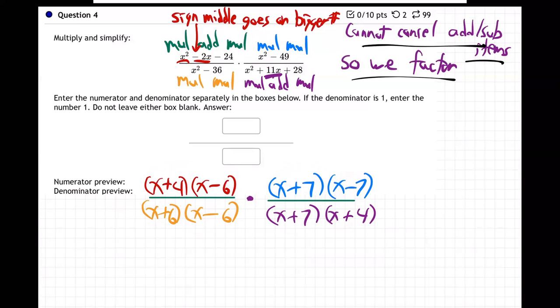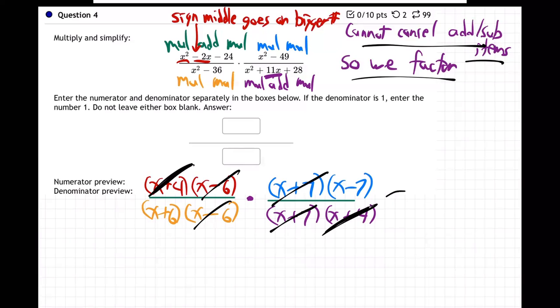All right, so here we go. x plus 7, x plus 7, x minus 6, x minus 6. And so you can cancel straight up and down, and you can also cancel this x plus 4 and that x plus 4. You can go diagonal or straight up and down. Doesn't matter, as long as it's something on the top with something on the bottom anywhere. Straight up and down or diagonal, doesn't matter, top with bottom.